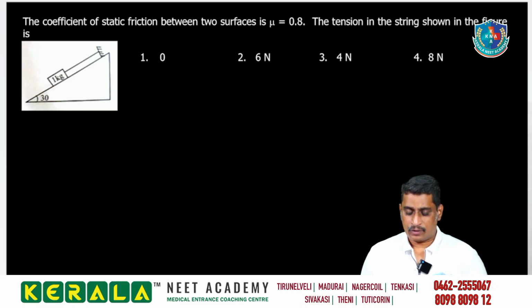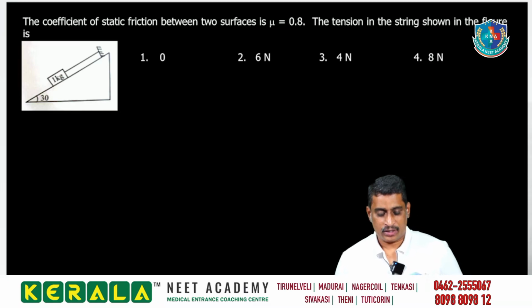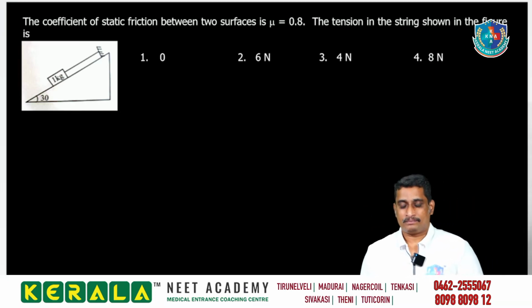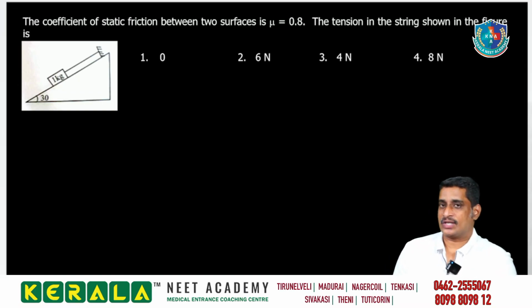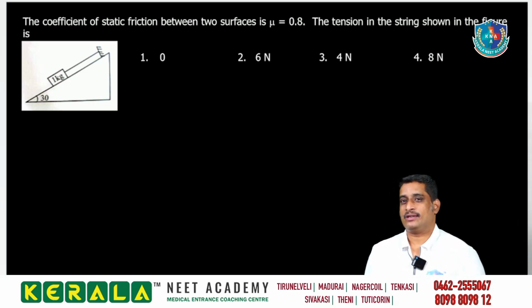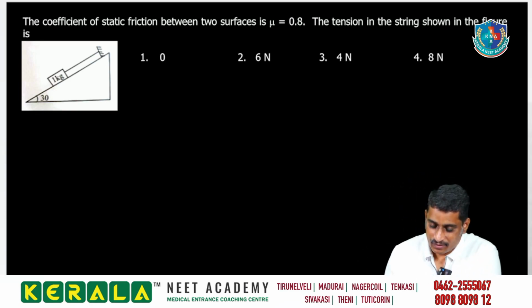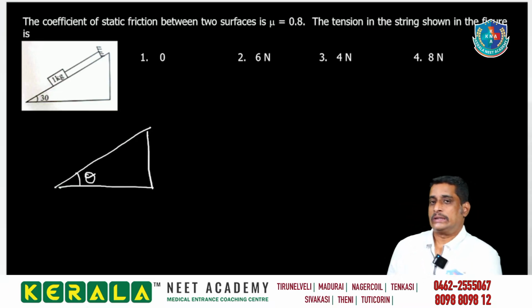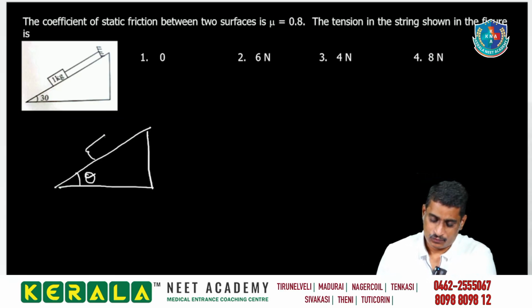The coefficient of static friction between the two surfaces is 0.8. The tension in the string shown in the figure is. First of all, let us investigate the condition for the tension to be established in the string. Look at this diagram. Initially, let us assume there is no connection between the block and the string. Just imagine like this.